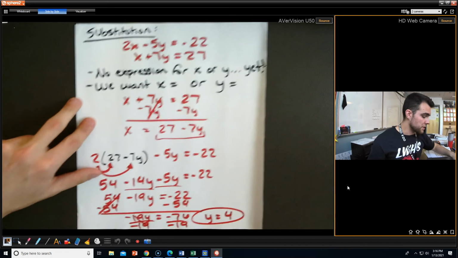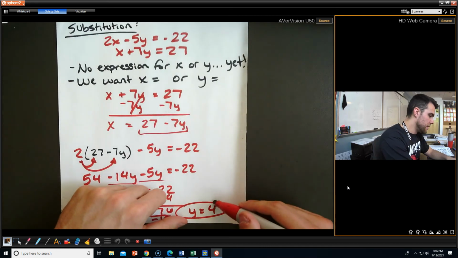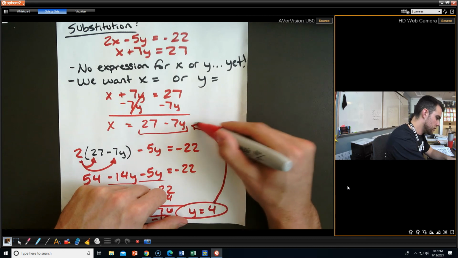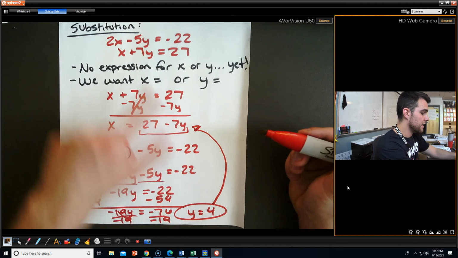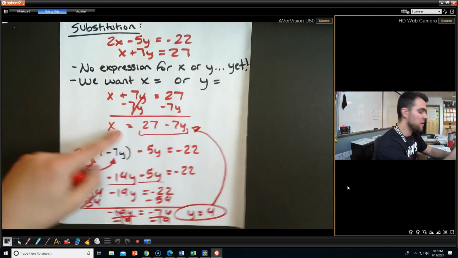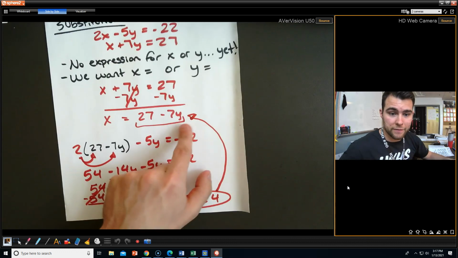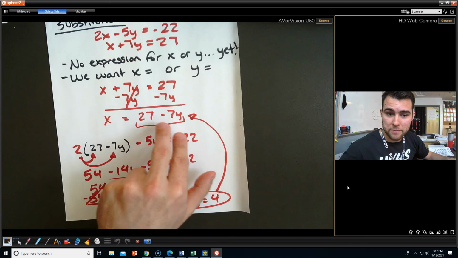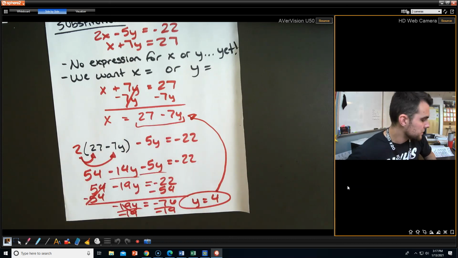Okay. And so now with that 4, now that I know what y is equal to, I can plug it back into this equation, or this equation, or this equation. I have a lot of choices. Why am I picking this one? It's easier, man. That's why. If I just plug this number in for y, it's literally just 27 minus whatever this number is, right? After I multiply. So now I'll know what x is.